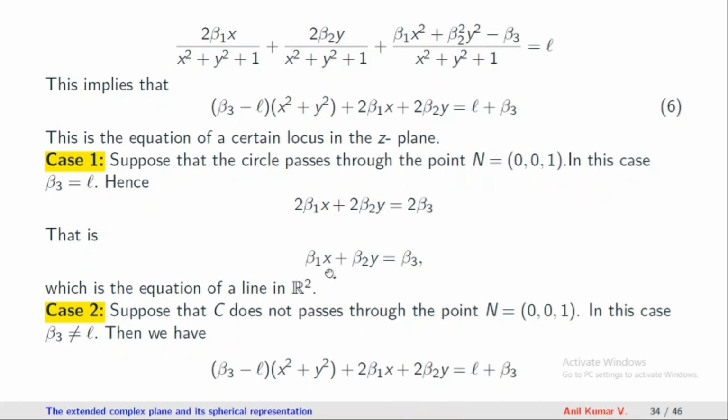In other words, beta 1 x plus beta 2 y is equal to beta 3, and this is the equation of a line in R3. So if the circle passes through the north pole of the sphere, then its image is a line in C together with infinity.